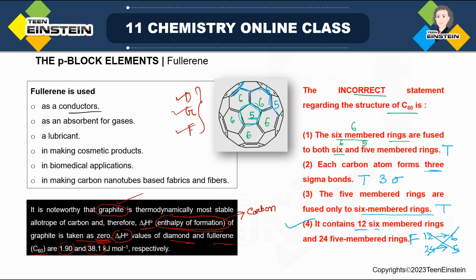That means this should be our correct answer, because it is asking for the incorrect statement regarding the structure of C60. So the incorrect statement is the last statement. Okay. The total number of 6-membered rings, the value that is given, is not true, and also not true for 5-membered rings. It should be 20 and 12 for 6 and 5 respectively.